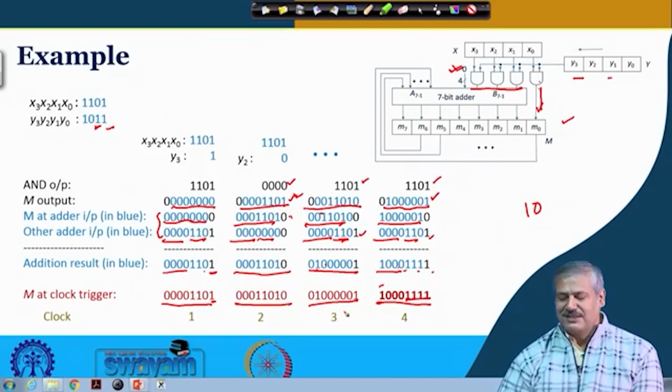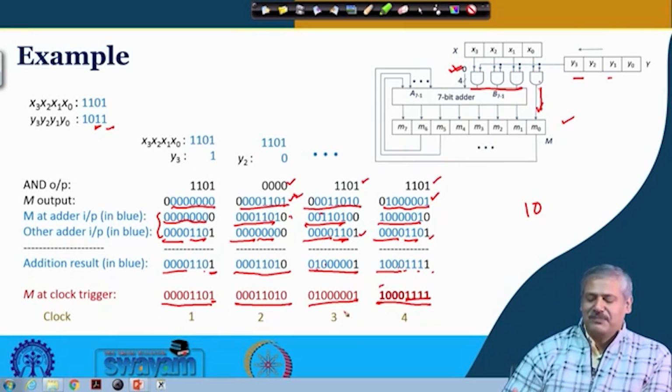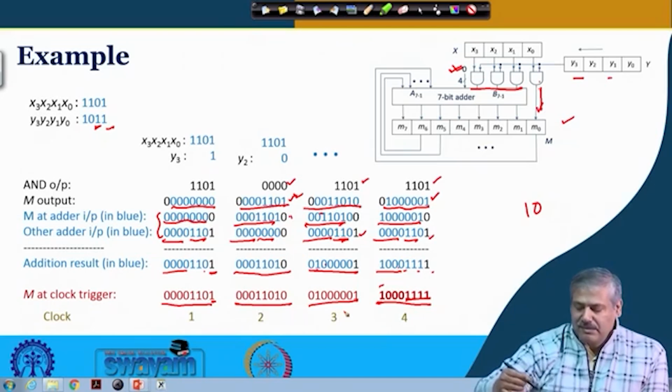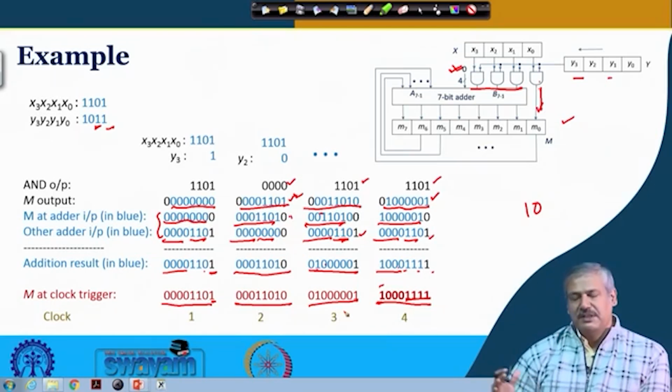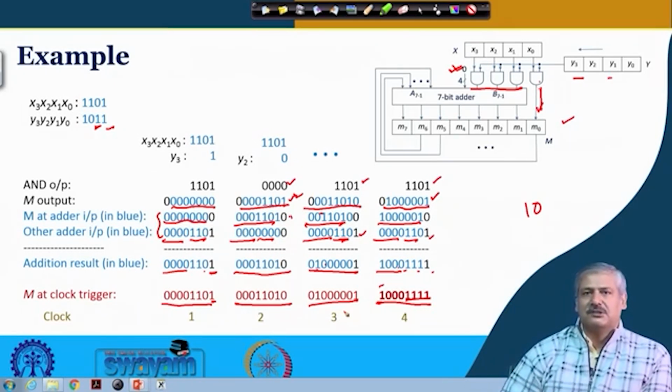So, this is the way we can see that through this partial product and shift we can get the multiplication done. This is the same example we had seen before, you can compare the result, and you can perform it by hand also.